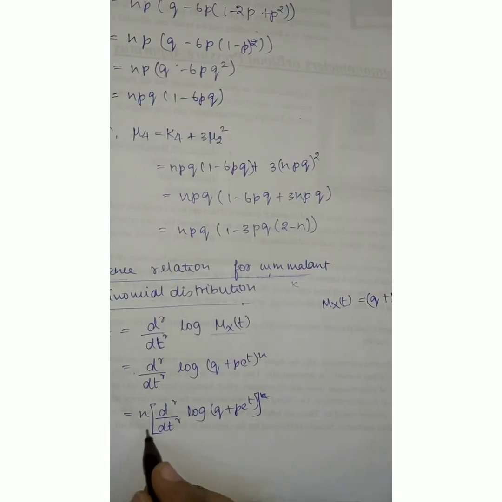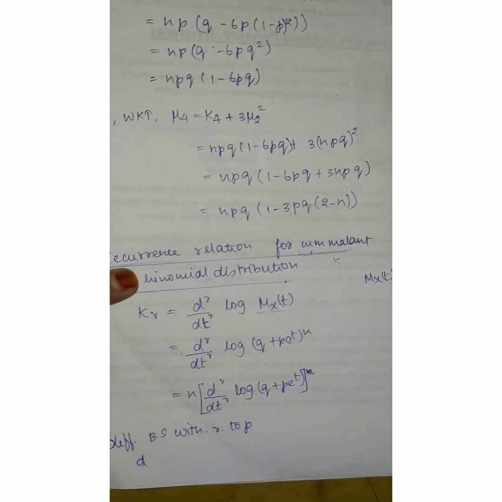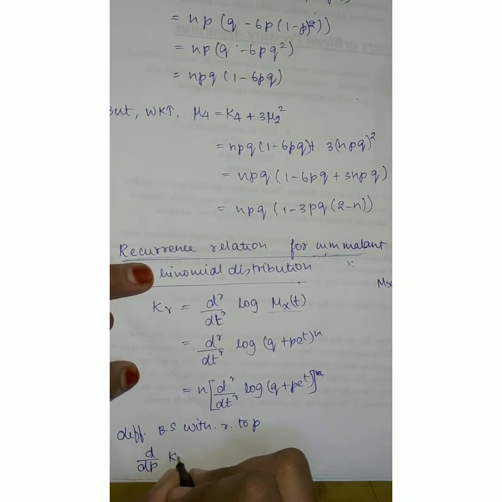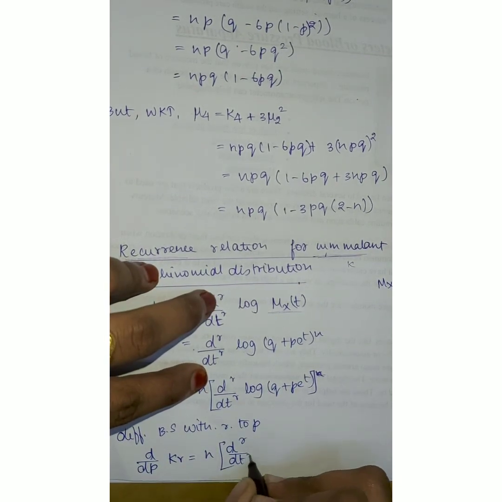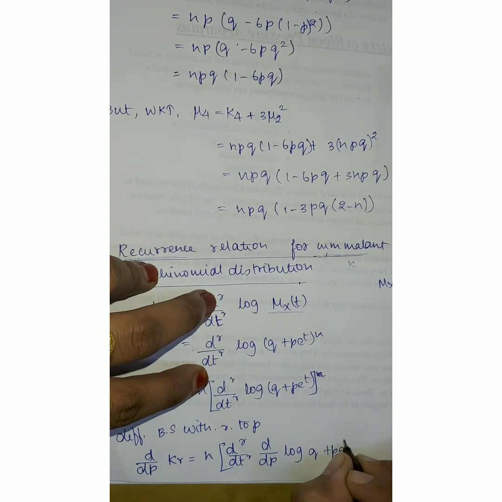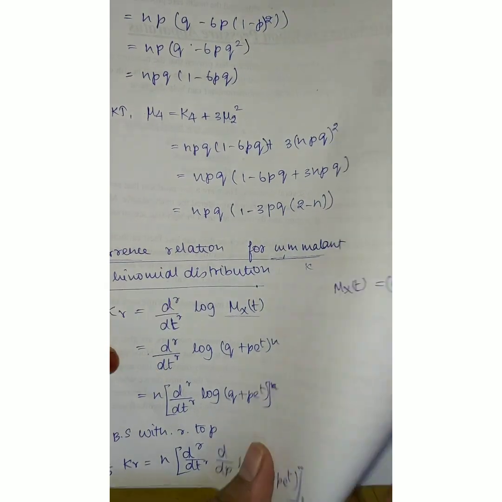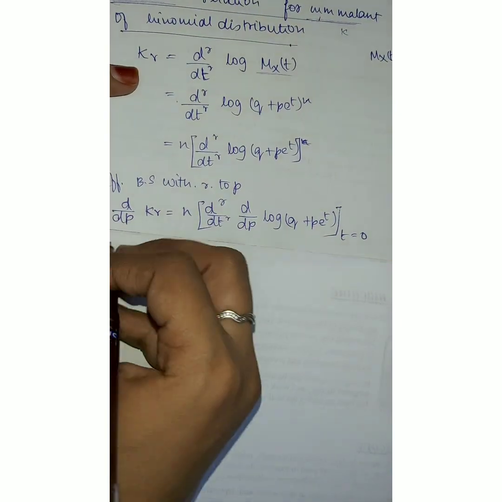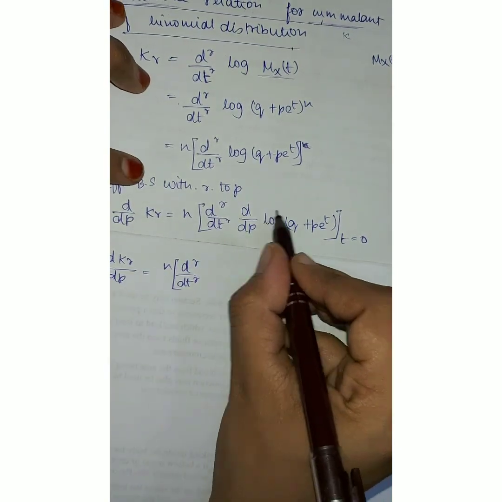Now differentiating both sides with respect to p, we get d by dp into kr is equal to n into d power r by dt power r into d by dp of log of q plus p e power t. Since on differentiating this, t is equal to 0, which is a constant, we have to denote it by writing it in the bottom. Then differentiating this becomes n into d power r by dt power r.